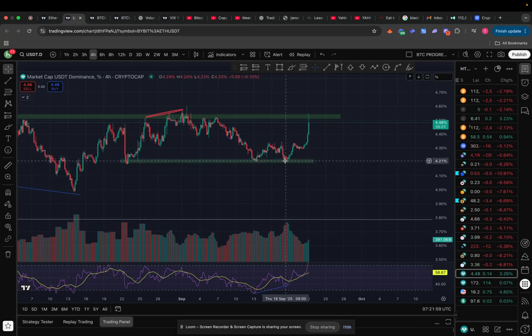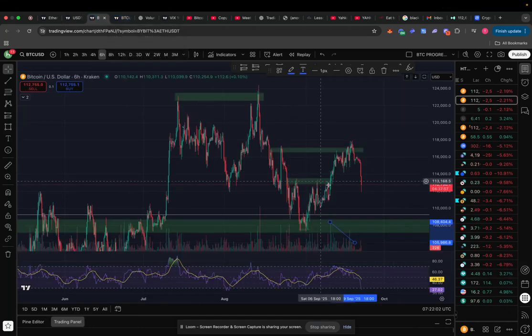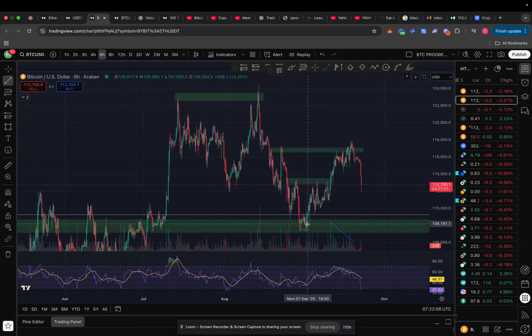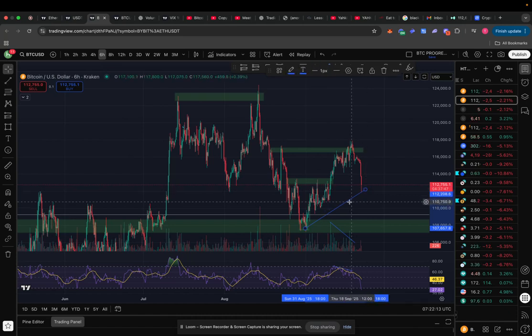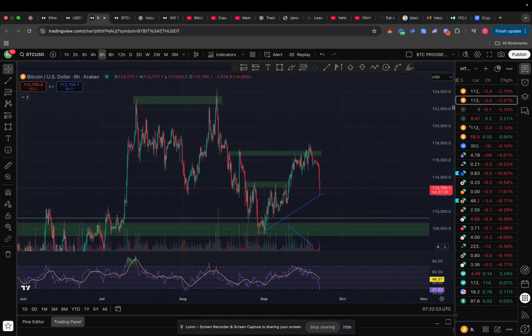Obviously, we saw a nice rejection from this level, and BTC corrected like it should have. And I mean, now it looked like we might just be putting in a higher low somewhere here, right? Maybe we're just putting in a higher low from here, from 111,000 to what? Continue up. So this is a clean setup.